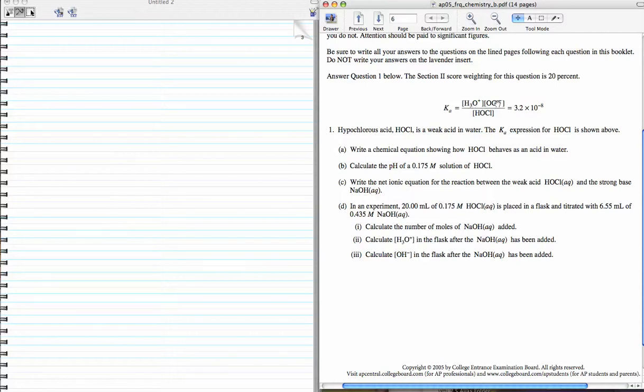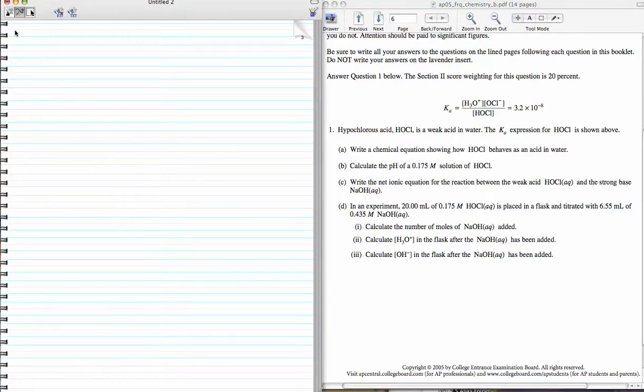Okay, and they've given us all the information with the exception of our water, which they tell us is there, but remember we never include water in an equilibrium expression, so it's not shown. So this part is simple, probably a 1-point question. It's basically acting as an Arrhenius acid in this case, which also counts as a Bronsted-Lowry, and we have HOCl reacting with water.